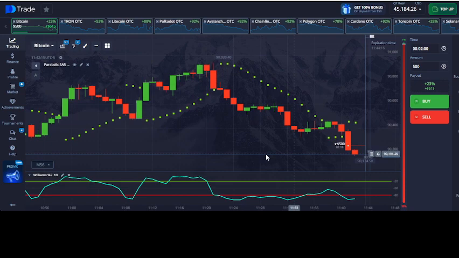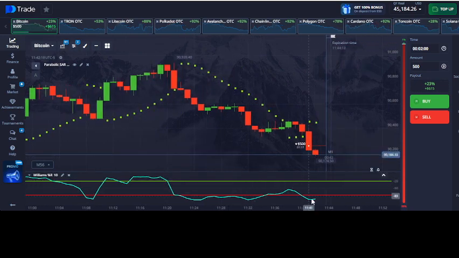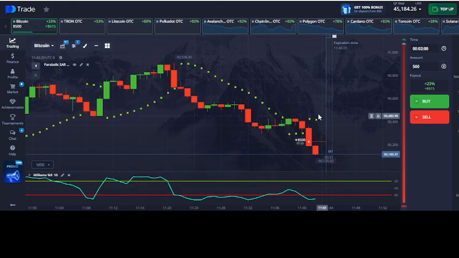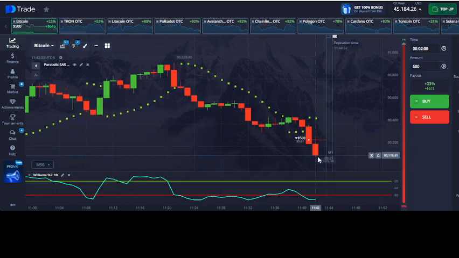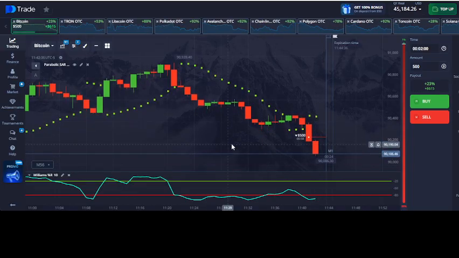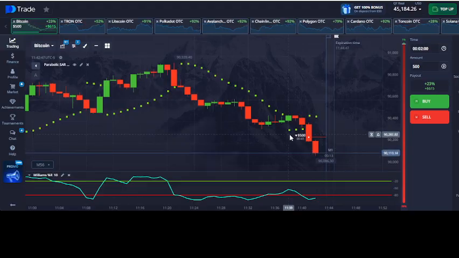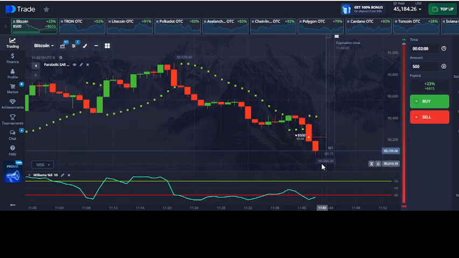In addition to that, the Williams R line crossed below the 80 line, right? And also the parabolic SAR dots have begun to print above the candles here. So I believe that the price will continue to push downward, and the momentum will push to the downside here. So let's monitor this trade and wait for the expiration.